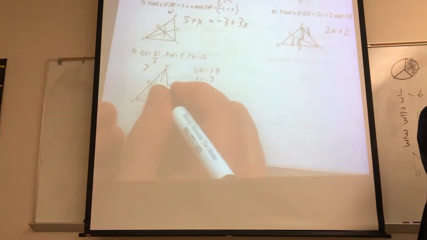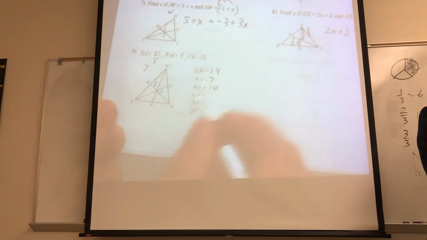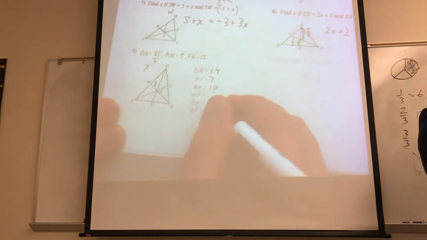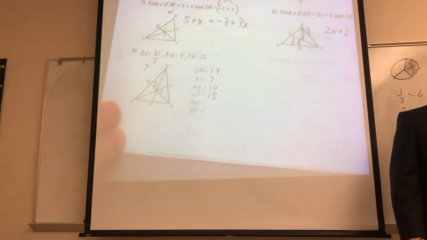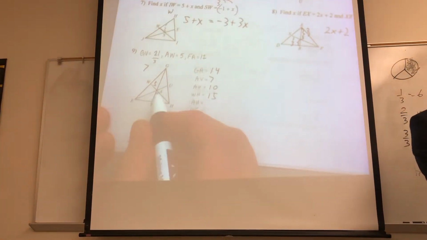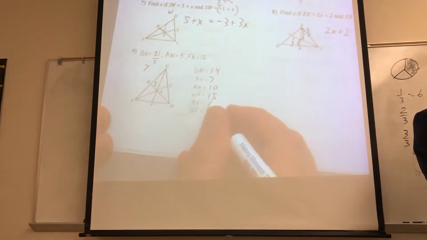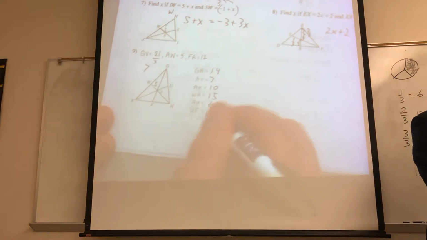If AW is 5, that's my 1/3. So my 2/3, my AH is double that, that's 10. My WH, the whole thing, is 3/3, so it's 15. And then they give me FA equals 12. That's 2/3. So if I've got 12 for 2/3, I can cut that in half. Each one will be 1/3, which means my AU, my 1/3, is going to be 6. Same as half of that 12. The whole thing should be 18.